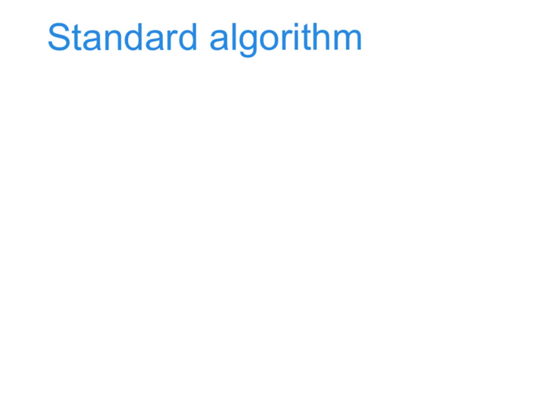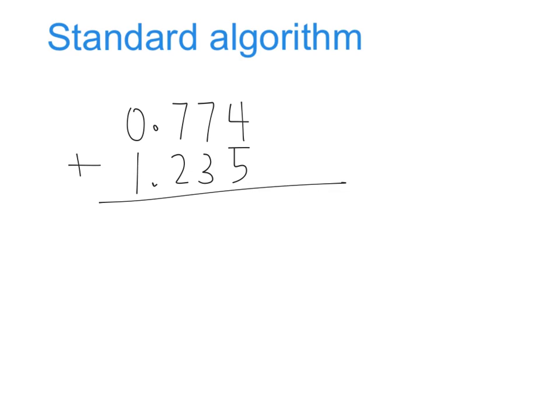So if I'm adding numbers like 0.774 plus 1.235, the standard algorithm just means you need to line up all of the place values. It's like we were using the place value chart. Do you guys remember? Like, pretend like we had the place value chart here, right? It's just like what we were doing, except without the place value chart. So you have to imagine that the place value chart is there.